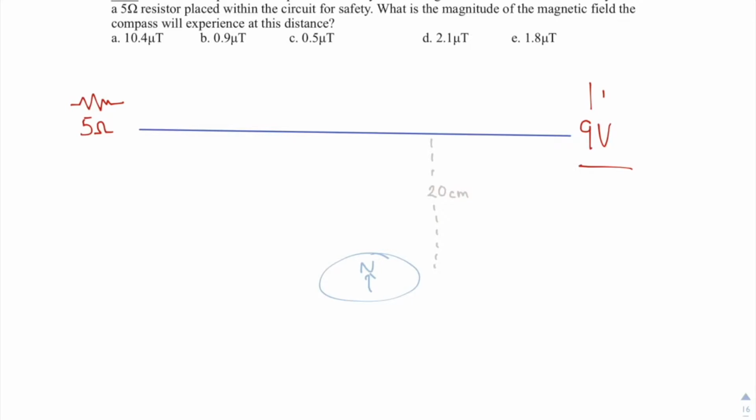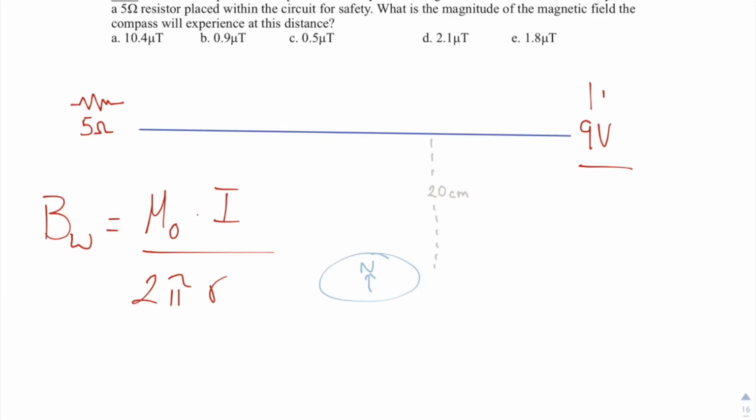Alright, so the equation that should come to mind when we're looking at the scenario that is going to give us the magnetic field of a wire at a certain distance is going to be the magnetic field of a wire equation. That kind of makes sense. And so I'll write that out for you. That's vacuum permeability times current within the wire over 2 pi r.